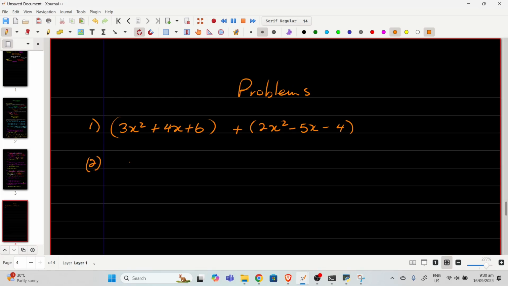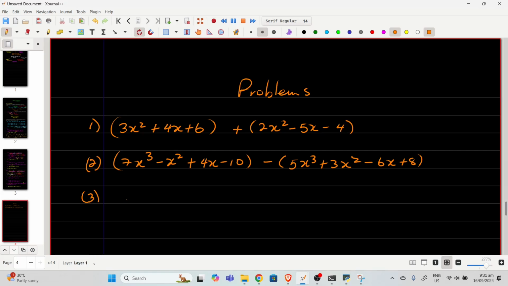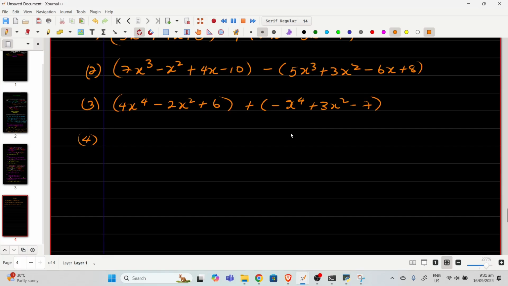Let's try another one. Subtract, let's say, 7x cubed minus x squared plus 4x minus 10, and then we're subtracting 5x cubed plus 3x squared minus 6x plus 8. And the third one, let's say we have 4x to the fourth power minus 2x squared plus 6, and we're going to add that to negative x to the fourth power plus 3x squared minus 7. That's that one.